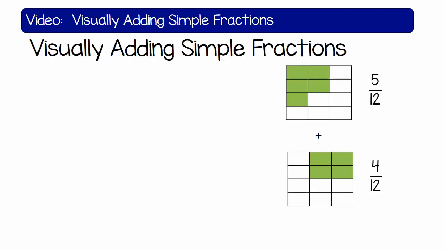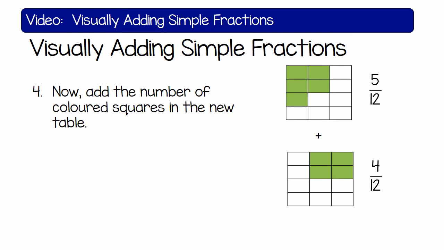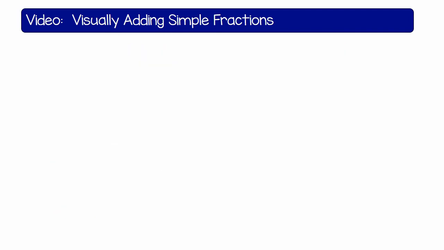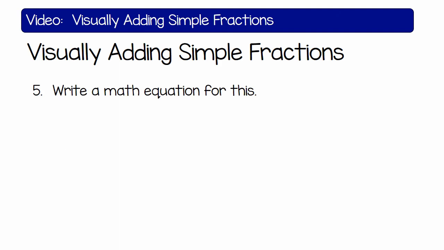Let's summarize. Now, add the number of colored squares in the new table. We have 9 squares colored out of a possible 12. So we can write a math equation to do this. 5 out of 12 plus 4 out of 12 equals 9 out of 12.